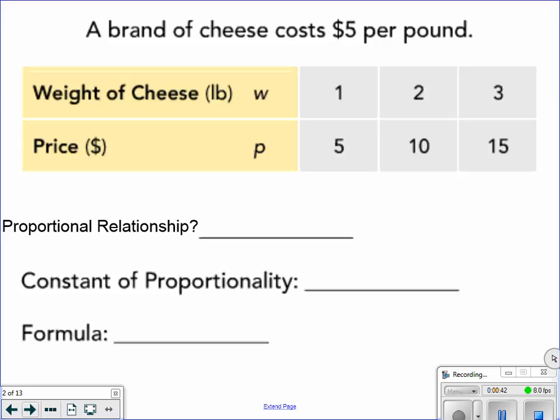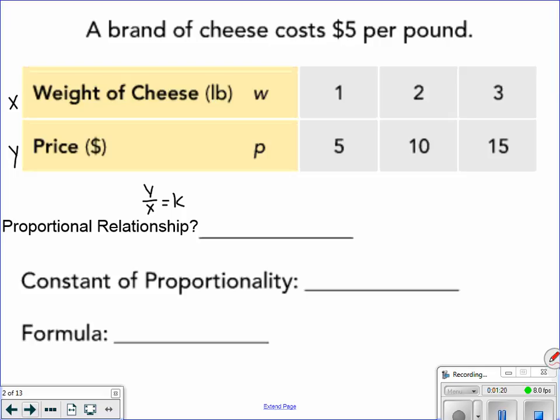Now, one thing we're going to do here is, again, this top row, we're going to call that X. The bottom row, we're going to call Y. So when you look at what they've given for letters, the W is like our X, the P is like our Y. Now, to determine if something's a proportional relationship, what has to be true is that if I take the Y over the X, it's going to equal the same thing every time, which in this case we're going to call K. And that's our constant.